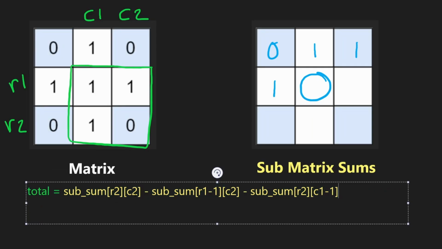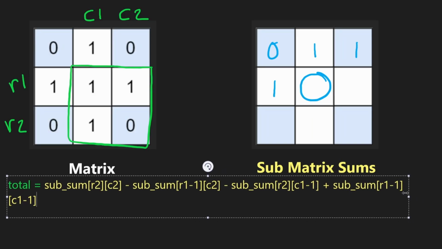We're running out of space. So this is the portion over here. This will add the whole matrix, and these two will remove this part and this part. And lastly, we want to re-add the top left corner back. So here we say add subsum of row 1 minus 1 as well as column 1 minus 1. This is the formula you're going to see me using in the code explanation.